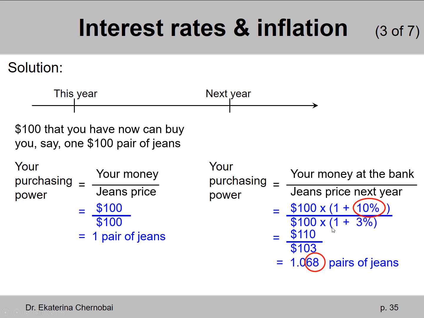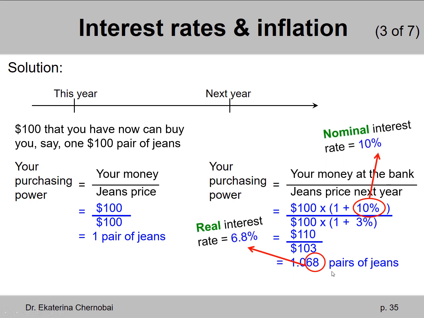These two circled numbers, so 10% increase in the money in your bank, right? And 6.8% increase in the purchasing power are the two types of interest rate that we are now differentiating on these slides. 10%, like a pure increase in the money you have in the bank, is the nominal interest rate.